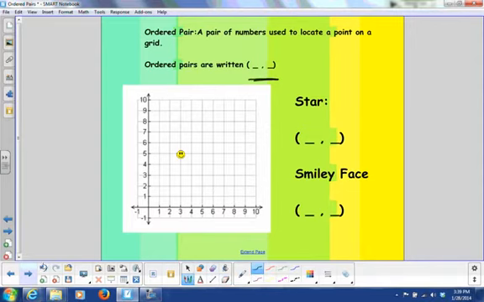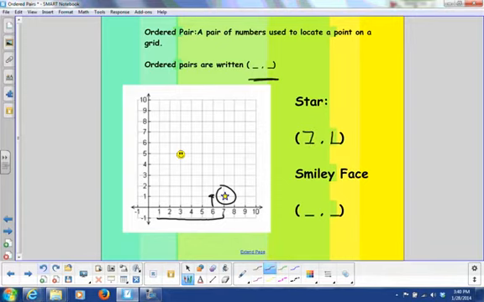Oops. I erased the star. How does that happen? All right. Okay. So in order to graph that, or to plot that star, I've got to go over to 7 here, and I'm going to go up 1. Okay, so then my coordinates are going to be 7 and 1.